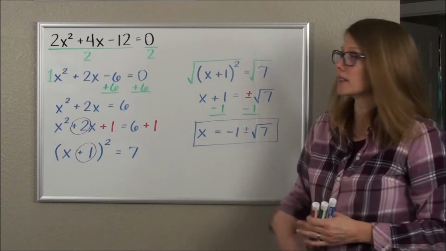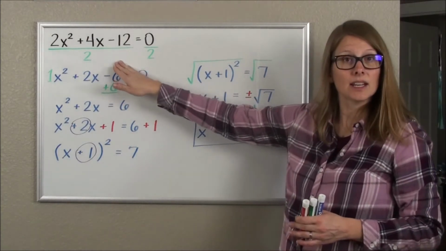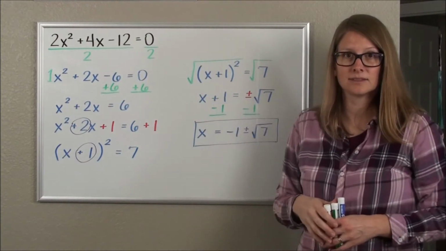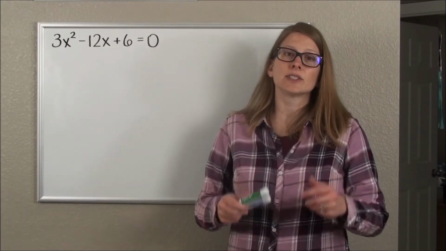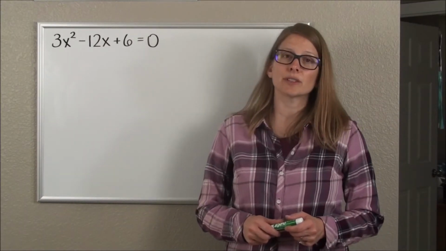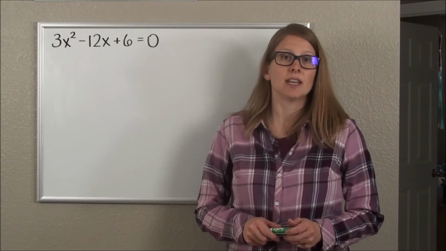So let's take a look at another example where we have to get the leading coefficient to be 1 before beginning. So again, before we can start the process of completing the square, we first have to make sure that the leading coefficient is 1.